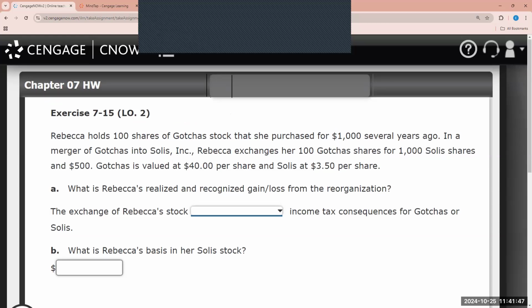All right, this brings us to our next question. So here it states, what is Rebecca's realized and recognized gain or loss from the reorganization? The exchange of Rebecca's stock, blank income tax consequences for Gotcha or Solus, and what is Rebecca's basis in her Solus stock? All right, so with this one, we have an Excel. Pull it up so we can go through both.